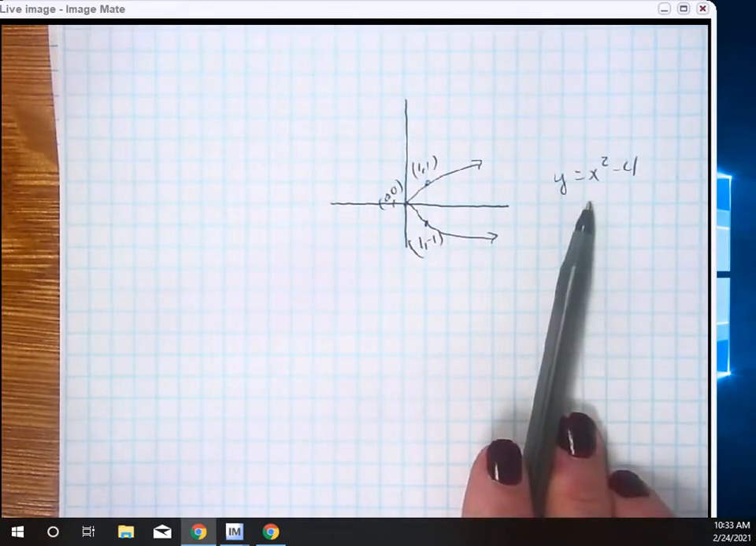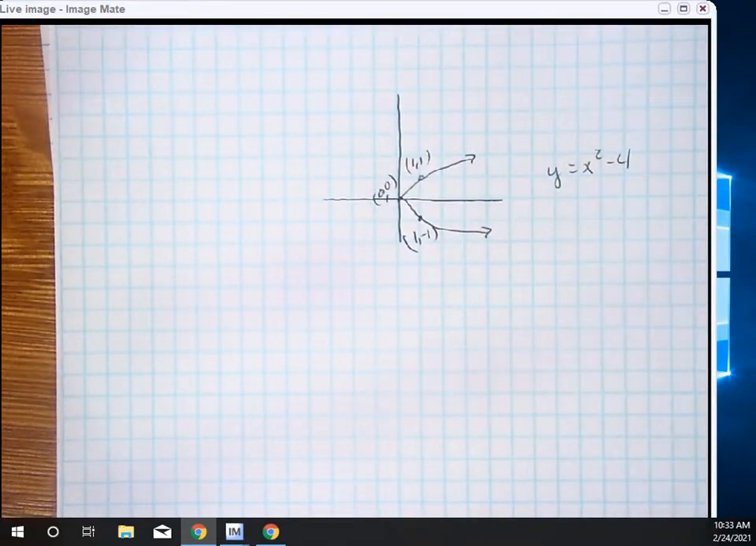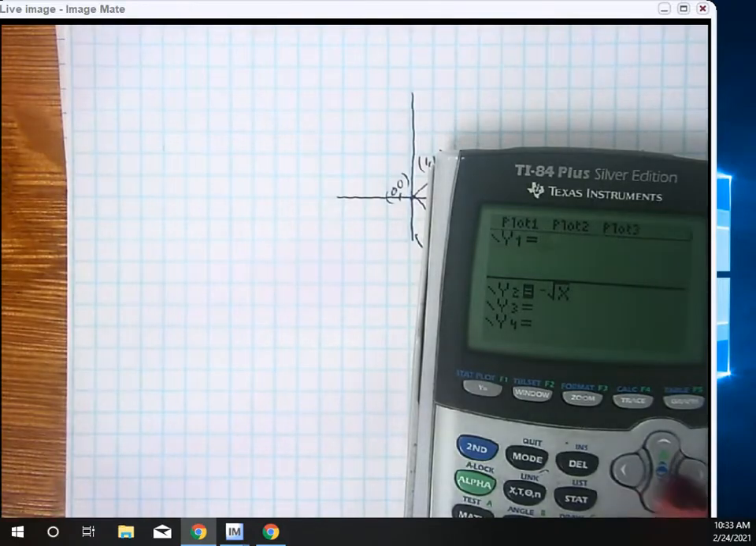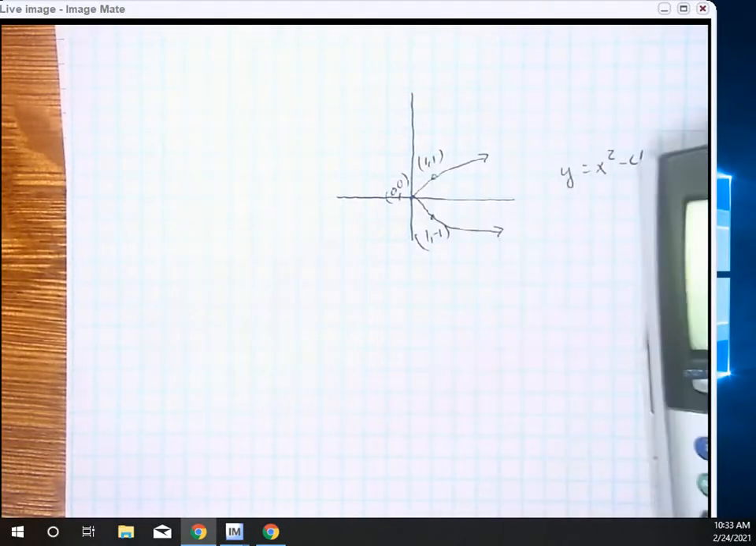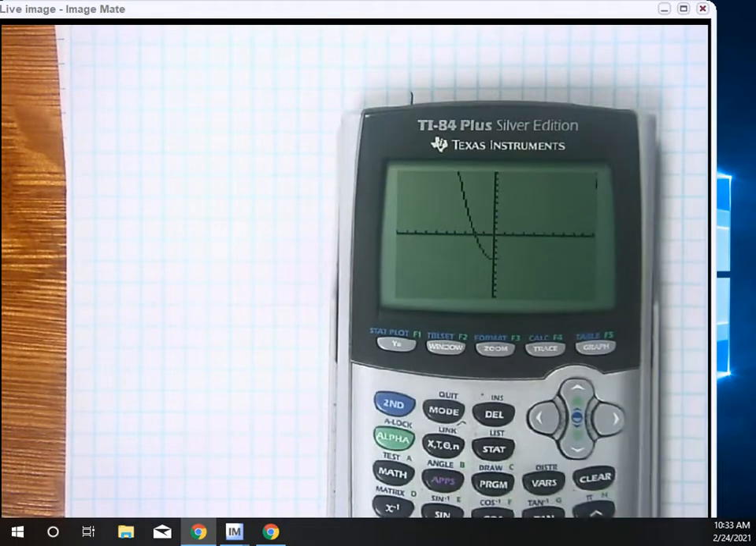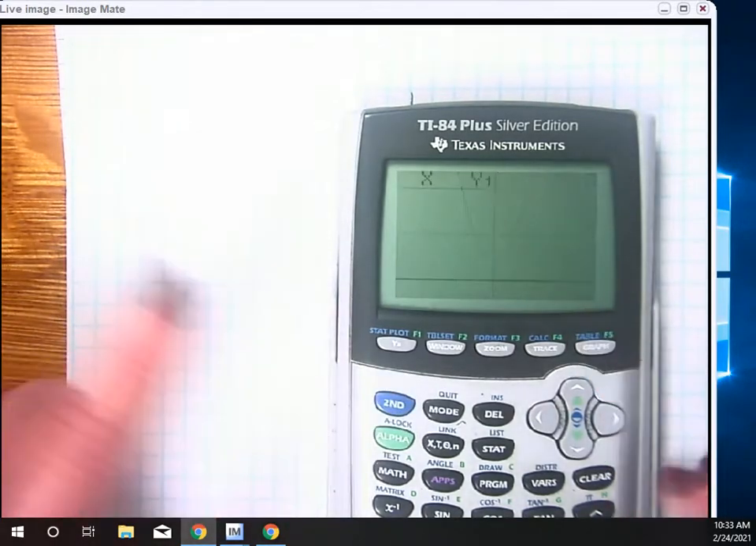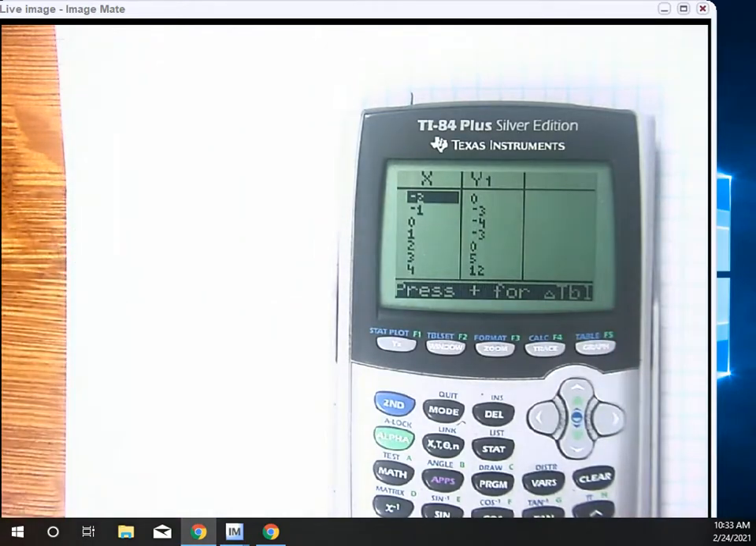How do I graph y equals x squared minus 4? Well, it's already solved for y, so I could just type it into the calculator. Does anybody know what this x squared minus 4 is going to look like when I graph it? You've been through algebra 2, so a quadratic equation will always give you what shape? A parabola, yeah. It's going to be a parabola, and it's been shifted down 4 units. So again, go to the table and just pick nice points.